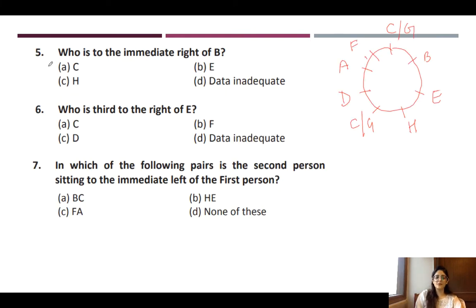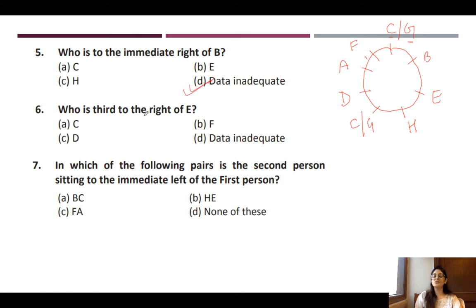Okay, so the first question is, who is to the immediate right of B? So B is here, and what is at his immediate right? Again, we are not sure, it could be C, it could be G. So it can be C and it can also be G. So you do not choose C because we are not sure. The data is inadequate. So the correct option is option D.